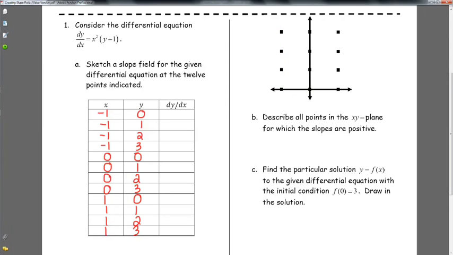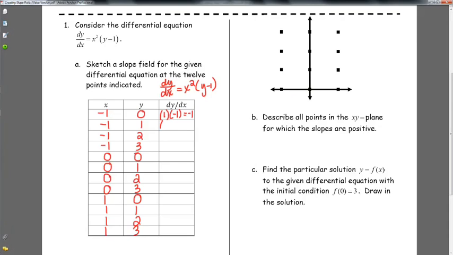Now let's go ahead and find our dy/dx. Well, dy/dx from the problem is equal to x squared times y minus 1. So dy/dx is equal to 1 squared, which is 1, times y minus 1. So 0 minus 1 is -1. Well, that's equal to -1. So that's the slope at that particular point.